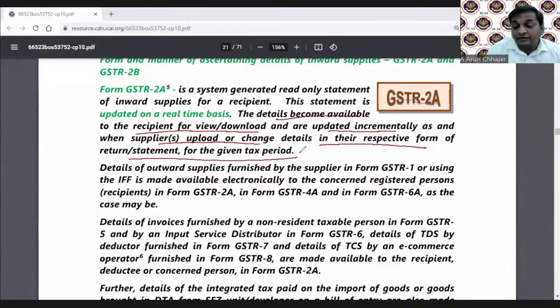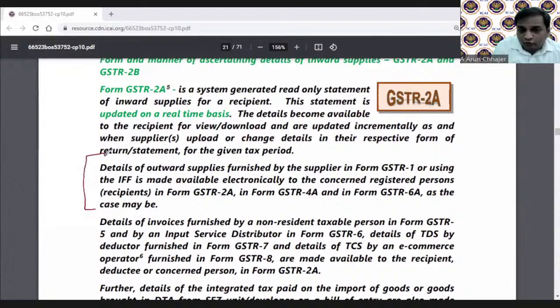Can you make the amendment? It means the recipient can make the amendment? No. The recipient can only see the corresponding supplier's data. Whenever the supplier uses the amendment feature, it will automatically update the 2A and 2B. Absolutely correct, Pooja. Absolutely correct.